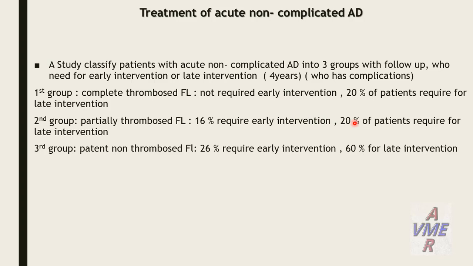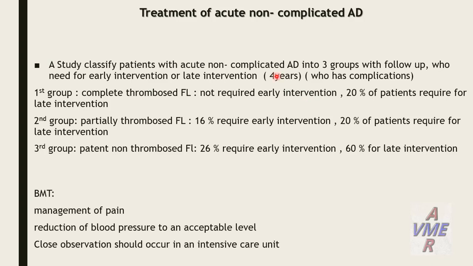In the third group, a patent non-thrombosed false lumen, there is a higher percentage of early and late intervention. What does it mean? It means that when we have a patent non-thrombosed false lumen, it has a higher risk for early intervention and late intervention after 4 years, being complicated. While if we have a completely thrombosed false lumen, we have the lowest risk for early and late intervention. The main line of treatment of the acute non-complicated aortic dissection is best medical treatment.